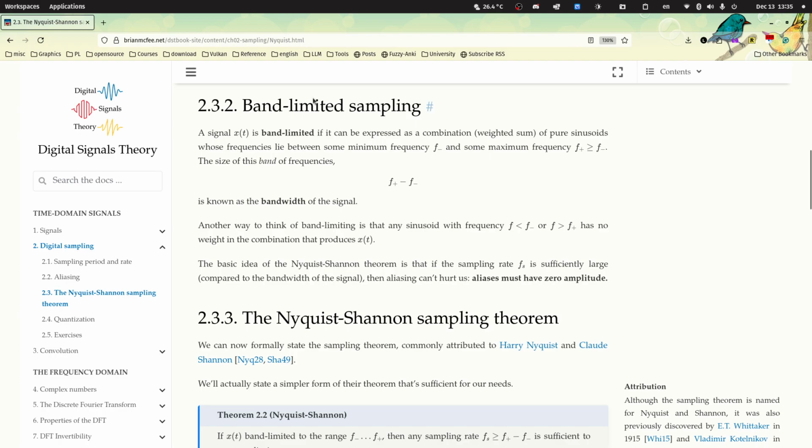And now this is an important concept, band limited signal. If it can be expressed as a combination, wait, sorry, I have something. I will be back soon.